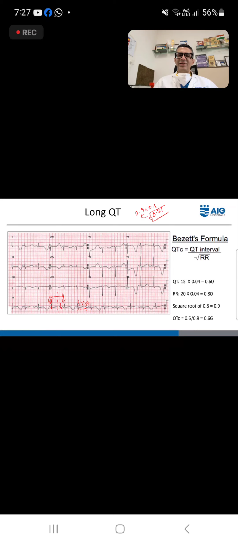So here the QTc will now be 0.6 divided by 0.9. So it is 0.66. So it is grossly prolonged. We said more than 0.44 is a prolonged QT interval. So here it is almost 0.66. So that's how you calculate the QT interval.